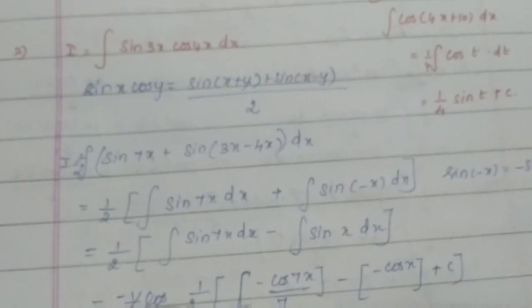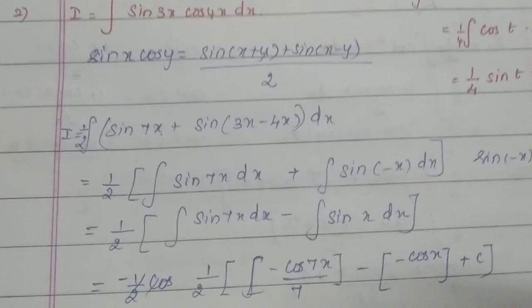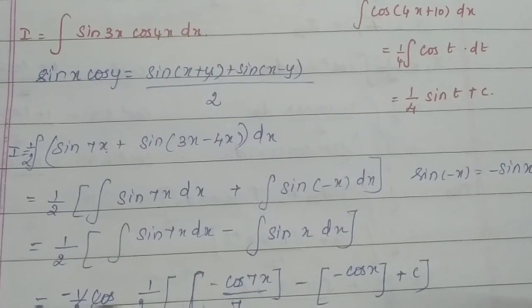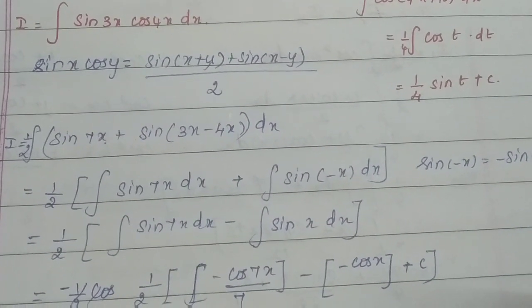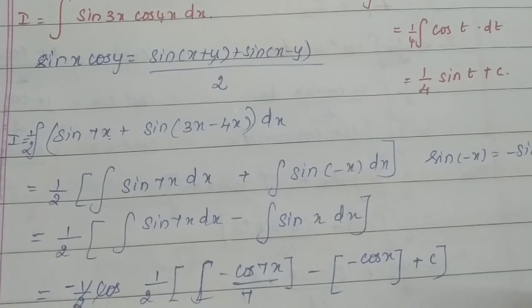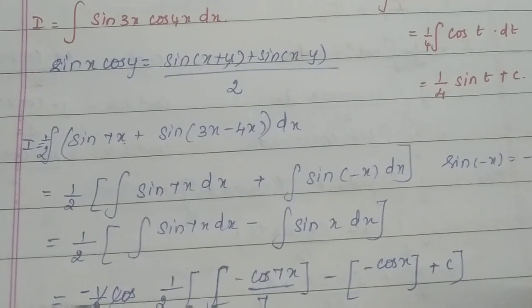Now, let us move on to the next sum. Integral of sin 3x cos 4x dx. Whenever you are seeing this, you can apply the formula for sin x cos y. Sin x cos y is nothing but sin of x plus y plus sin of x minus y, divided by 2. If you know the formula only, you can proceed. So learn the formula properly.